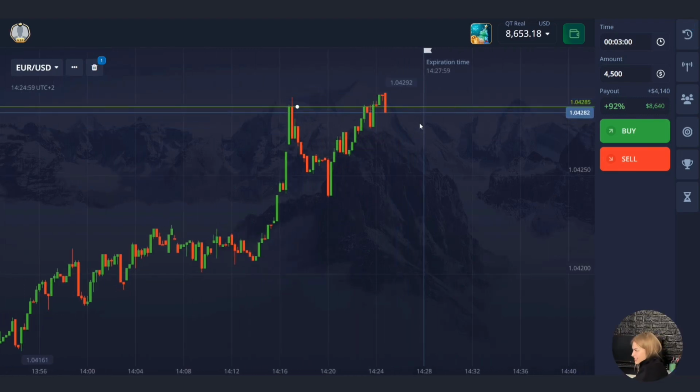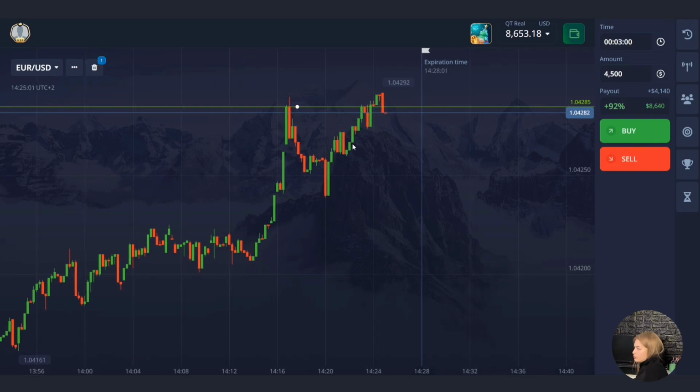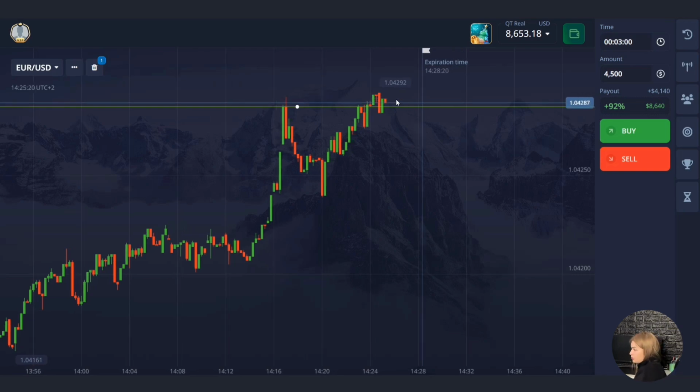Well, that's great, guys. As you can see, the price has continued to move towards the level and we got the profit here. Once again, I have correctly predicted the further price movement. 3 minutes was just enough for us. Meanwhile, I already have more than $8,500 on my deposit, and I suggest we finish here. And since I managed to achieve my goal, guys, let's make a withdrawal request.